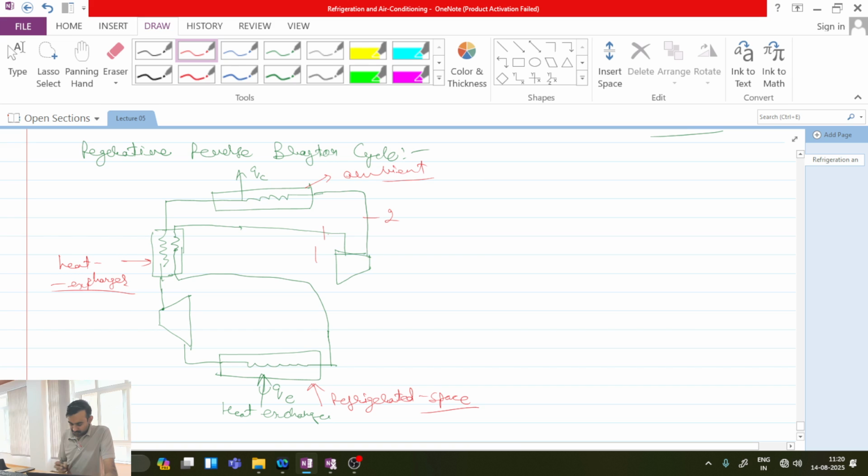Okay, so say on the TS diagram, this is point 1. What will be happening? From point 1 I am doing compression to go to point 2. So isentropic compression to reach to point 2. Then from point 2 to 3 I am doing cooling inside the heat exchanger, which is dumping the heat to the ambient. Okay.